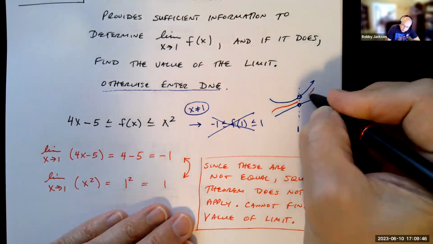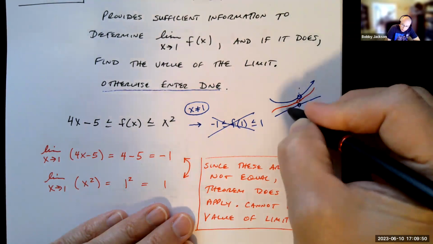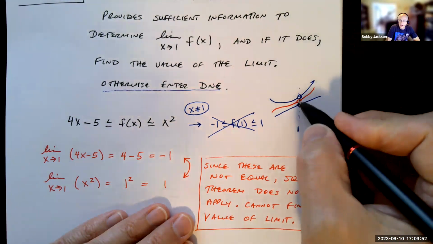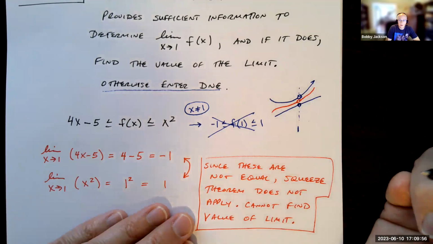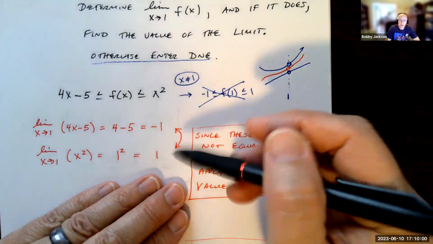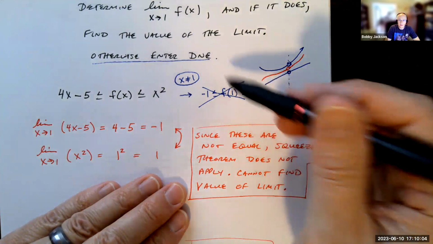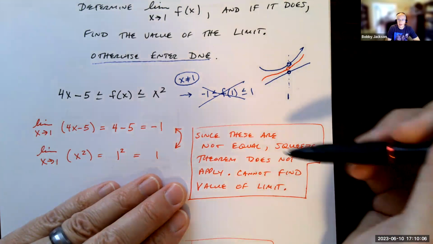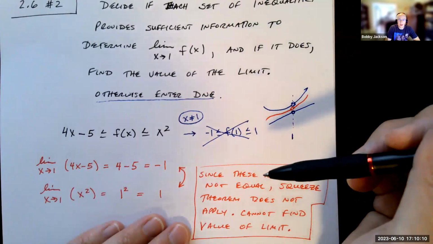We could be approaching the same value as we get close here. We could be doing that, or we could have a break in the graph. There's enough room for that to happen, to have a jump discontinuity. We just don't know. And so it's really bad that they want you to enter DNE in this case. That's what you're going to have to do. Really what we're saying with the DNE in this case, I think, is that the squeeze theorem doesn't work. We don't have enough information to determine that limit.